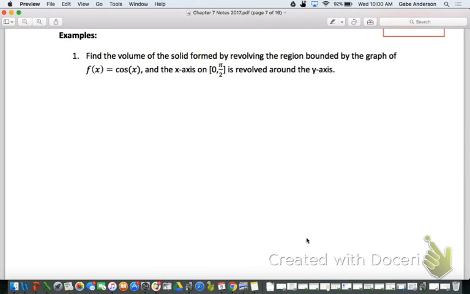All right. So number 1 says, find the volume of the solid formed by revolving the region bounded by the graph of cosine of x and the x-axis on the interval, the x-interval technically, 0 to pi over 2, if that's revolved around the y-axis. There's a little typo in here. I think if you take away the words "is revolved," then it makes grammatical sense.